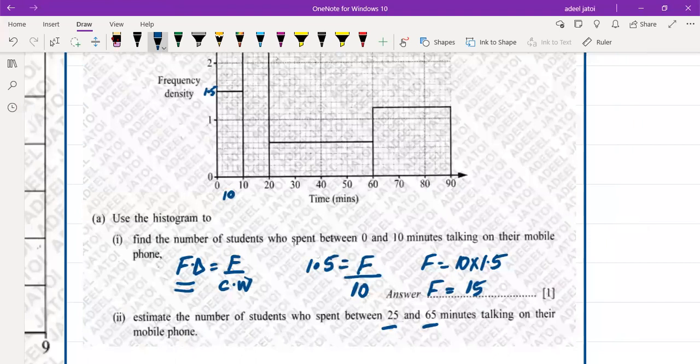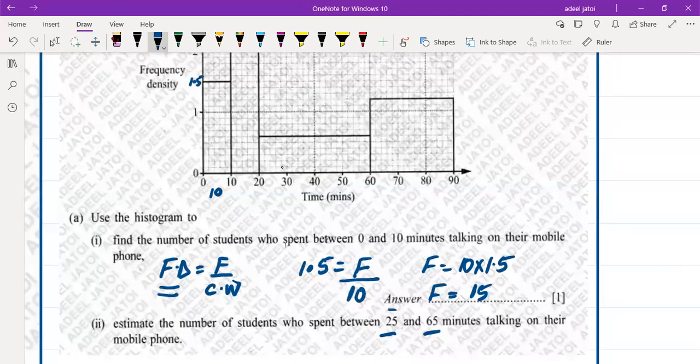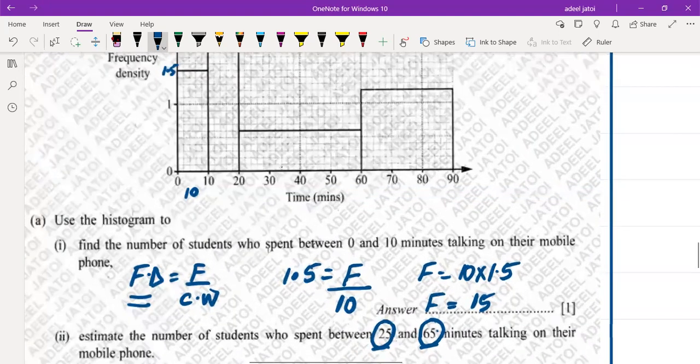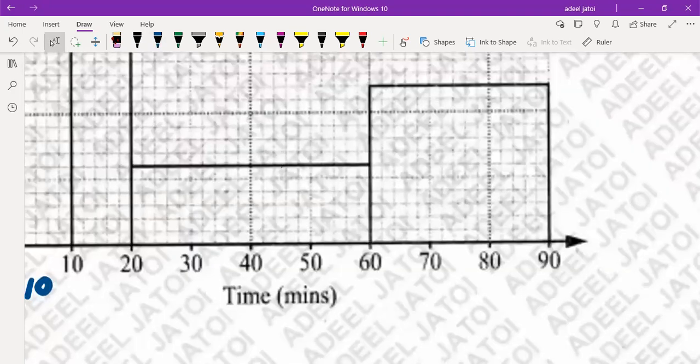Now, you need to understand that the data the examiner wants you to give the answer for is somewhere in the middle. 25 and 65 are somewhere here. So the examiner wants you to find the frequency. Since the data is in the middle, as I said, the examiner will always test you on the reversal of the histogram as well. Your data comprises 25 till 65.